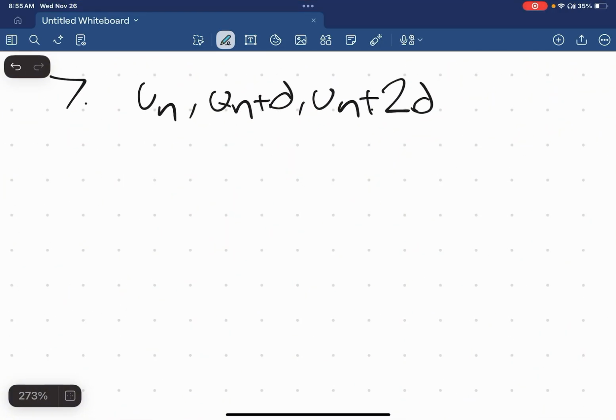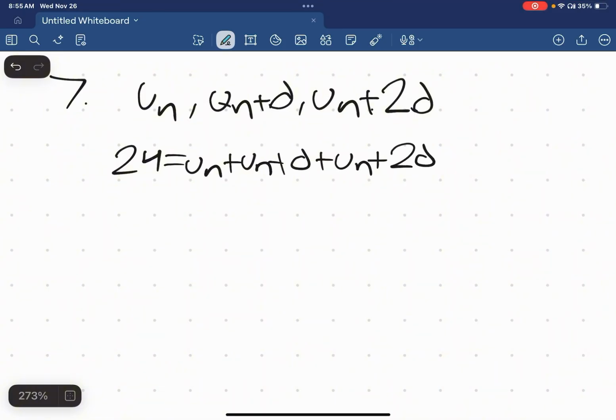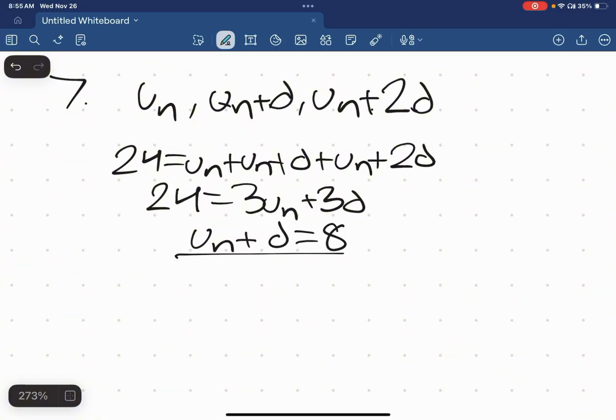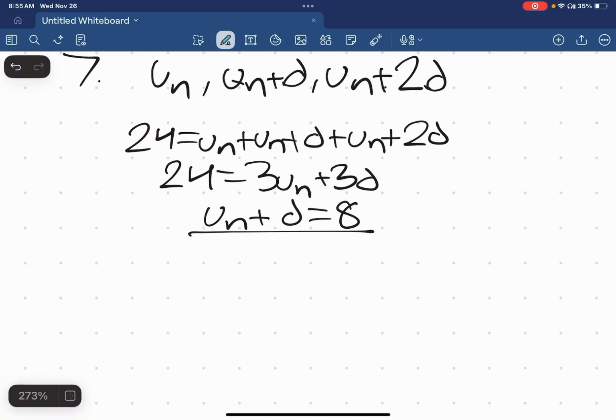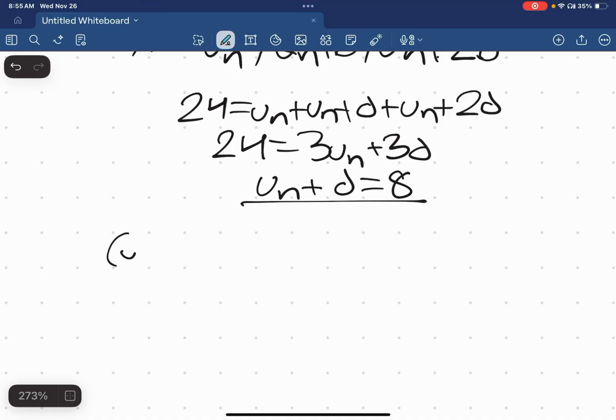Okay, we know that the sum of these three terms is going to equal 24. So 24 is equal to un plus un plus d plus un plus 2d. This ends up giving us this equation right here. So that means un plus d is equal to 8. Hold on to this equation for a second, and let's go to our product. We're given that the product of all three of these equals negative 640.